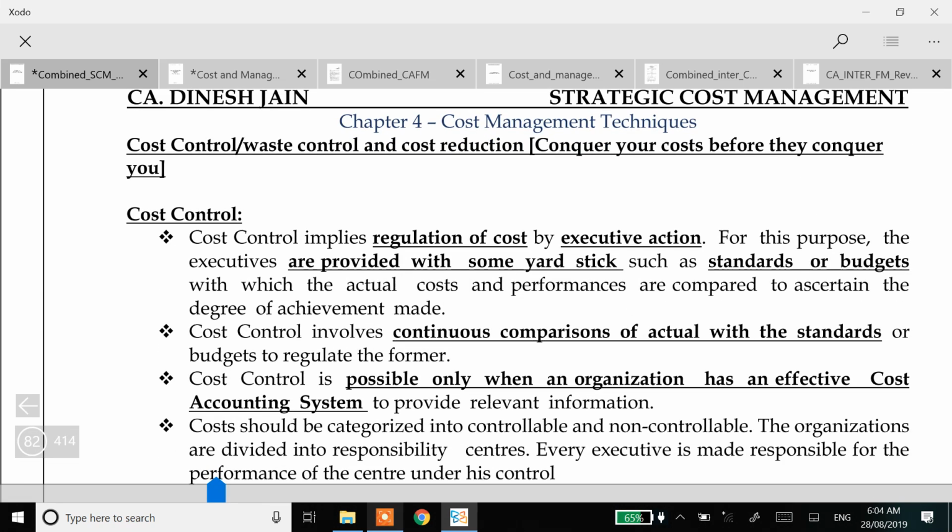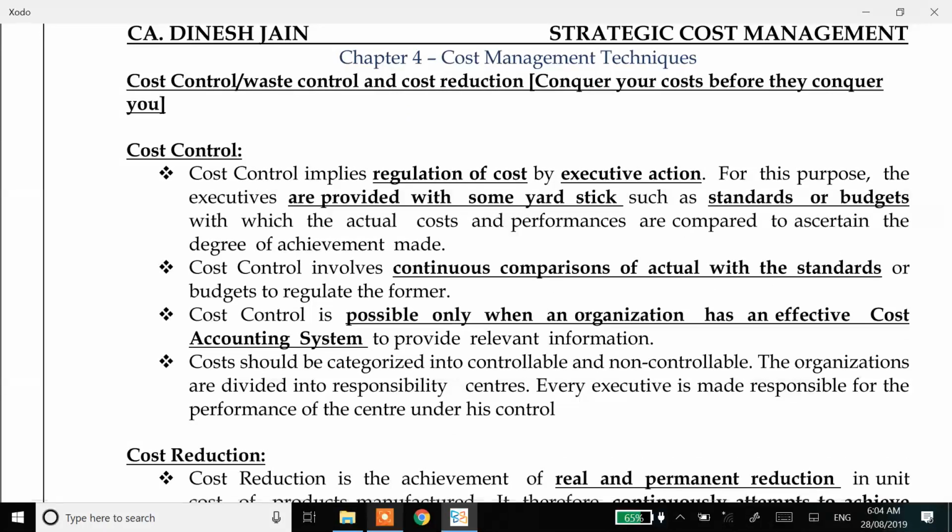Cost control implies regulation of cost by executive action. For this purpose, the executives are provided with some yardsticks such as standards or budgets, and the actual cost and performances are compared to ascertain the degree of achievement made. Very simple. I will tell that this is the cost to be met, and I keep comparing that. When I keep comparing that, obviously we will take actions in such a way that our costs do not exceed the target which has been set.